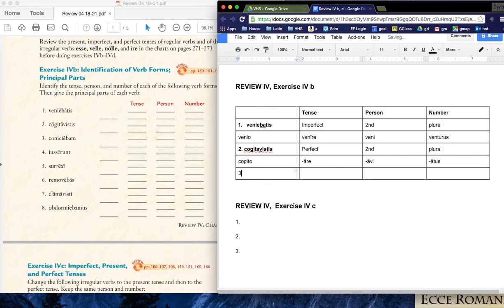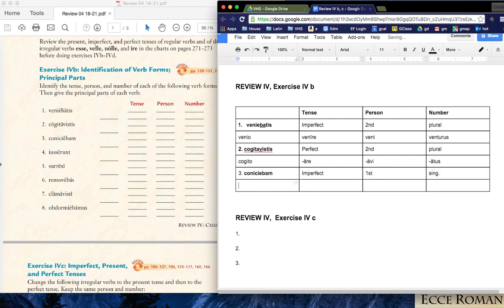Let's do one more. Number 3 is konnichiebam. Should not be hard to identify that BA there as imperfect tense. I'm going to bold this. So we'll write that in. The M tells you that this is first person singular. So we're going to put first, and we're going to put singular right there. So this is something like I was doing something.